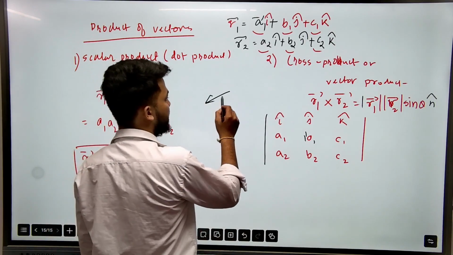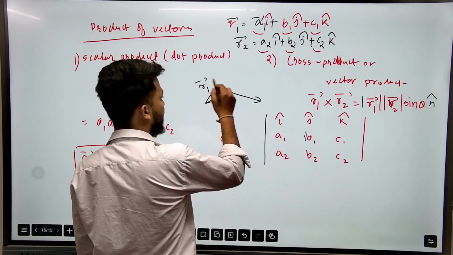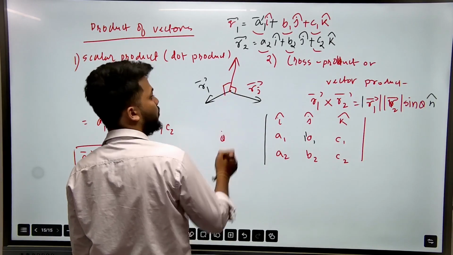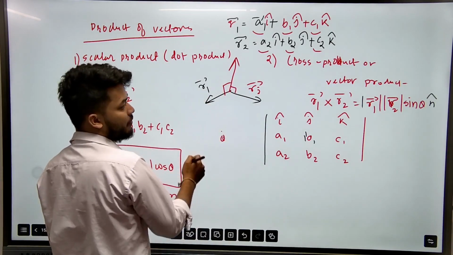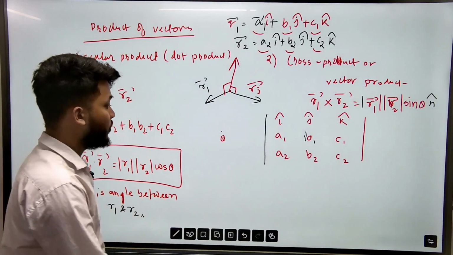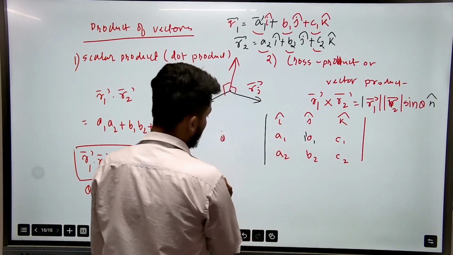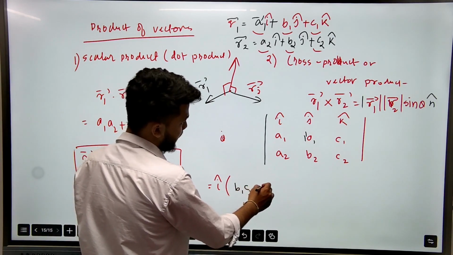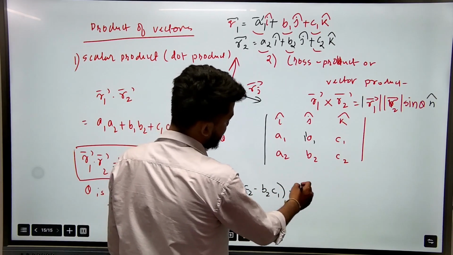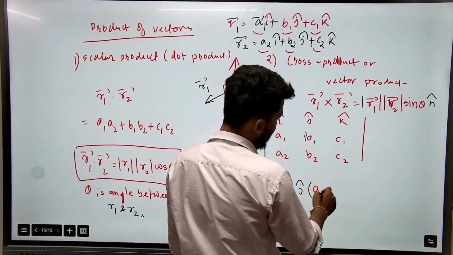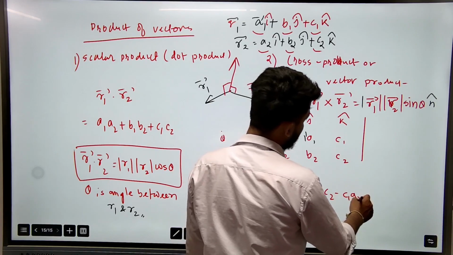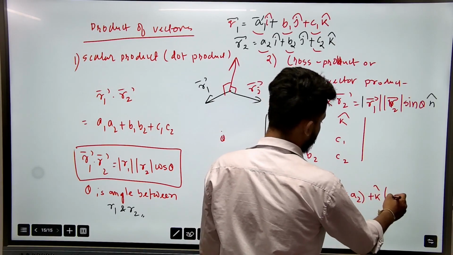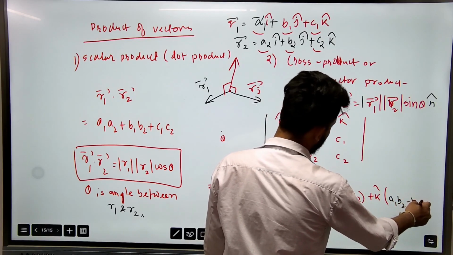And always remember, if this is vector R1 and this is vector R2, if they are cross multiplied, then we will get a resultant vector which will be perpendicular to both the vectors R1 and R2. So if I observe the result, it will be i cap (B1C2 minus B2C1) minus j cap (A1C2 minus C1A2) plus k cap (A1B2 minus B1A2).